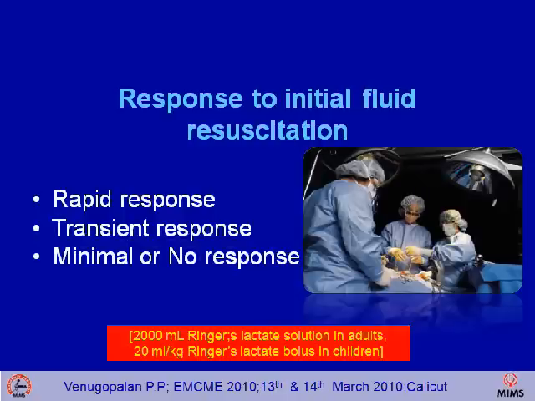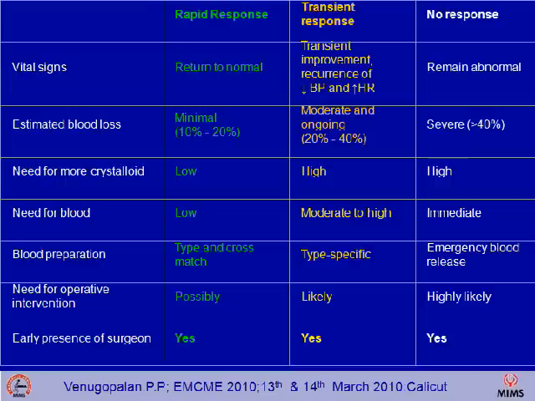So your patients will respond to fluid therapy differently. Depending upon the initial response to fluid therapy, patients can be divided into three categories: early or rapid responders, transient responders, and no responders. Early fluid therapy means an early bolus of crystalloid of 2000 ml, or 20 ml per kg for children. So the patients can be categorized into rapid responders, transient responders, and no responders depending upon the features.